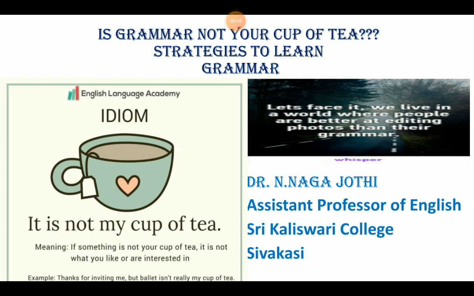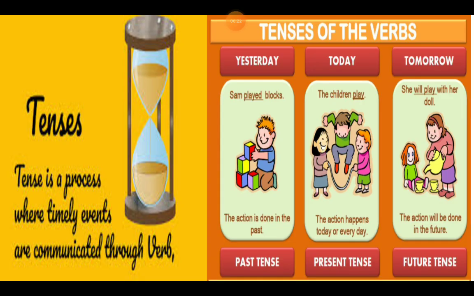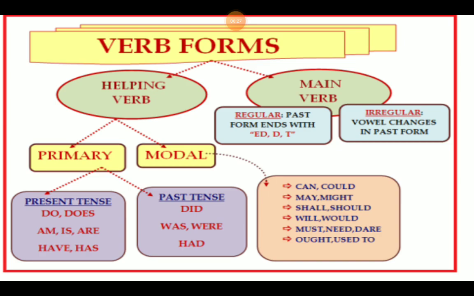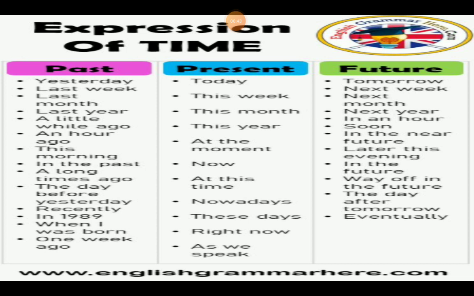Today we are going to see verb tenses, and in verb tenses we are going to see future tense. In the last class we have completed past tense and present tense. So what is tense? Tense denotes the time of the action, right? And there are two verb forms. One is main verb and another one is helping verb. Main verbs are action words, and helping verbs are used to help denote the time of the action of the verb, right? And then today we are going to see future tense.